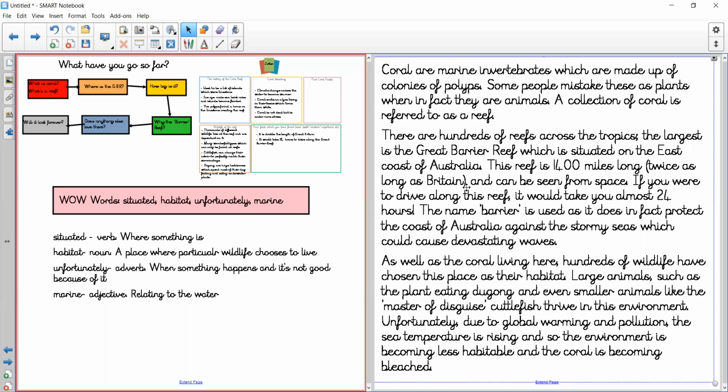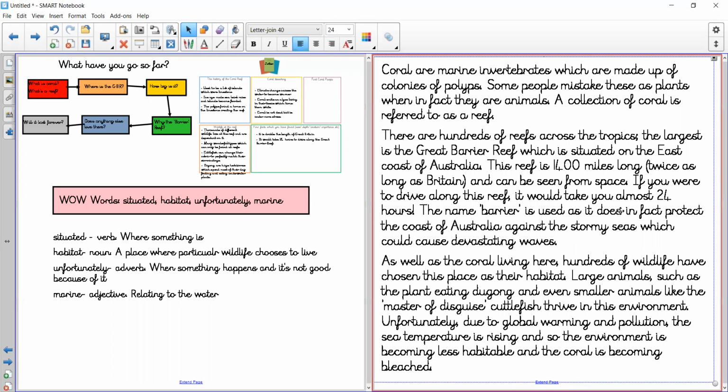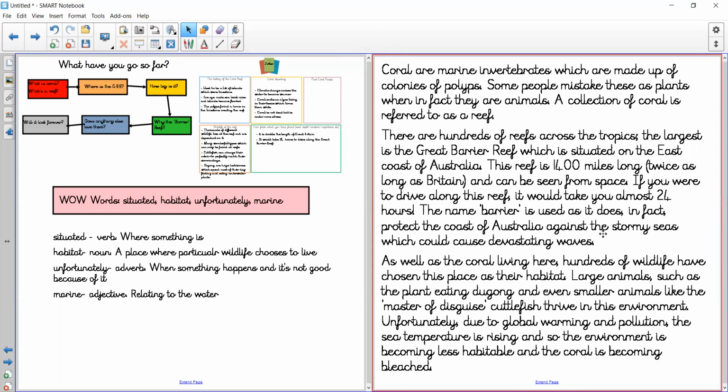The name barrier is used as it does, in fact, protect the coast of Australia. That in fact then needs to be in commas, as it does in fact, putting a bit more parenthesis in there. As it does, in fact, protect the coast of Australia against the stormy seas which could cause devastating waves and crash against Australia, or damage Australia is what I could put there as well.